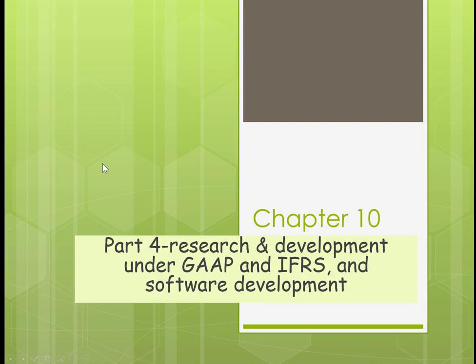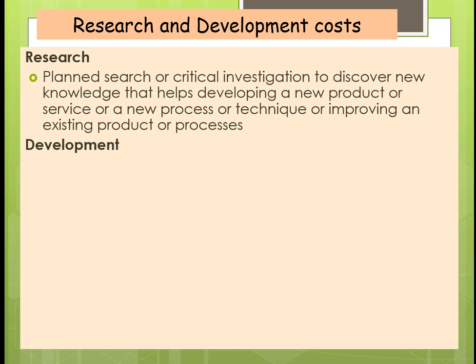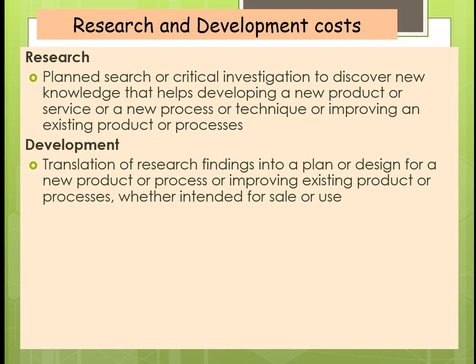Part 4, Chapter 10, Research and Development under IGAP and the International Standard, and Software Development. Now, research includes all planned search or critical investigation to discover new knowledge that helps develop a new product or service or a new process or technique or improving an existing product or process. Development is the translation of research findings into a plan or design for a new product or process or improving an existing product or process, whether intended for sale or use.